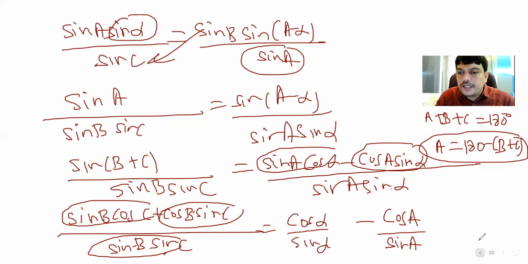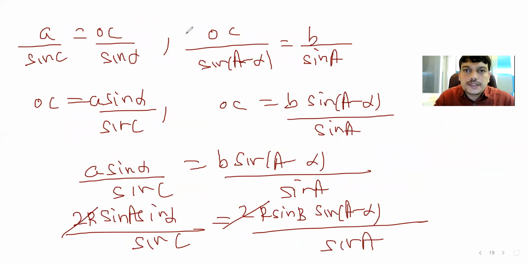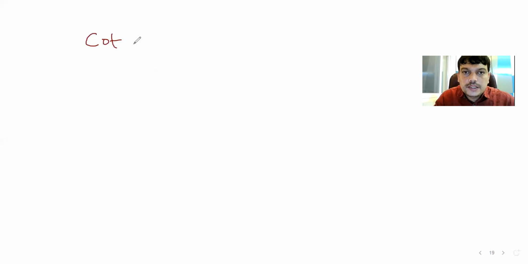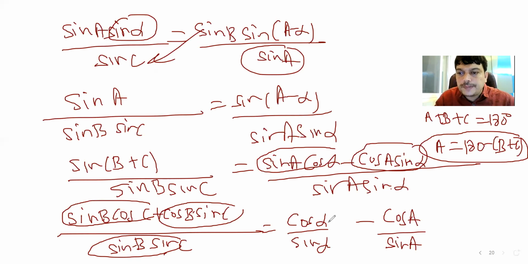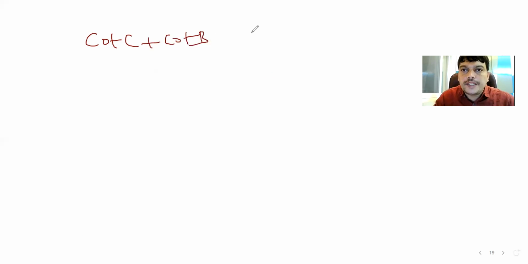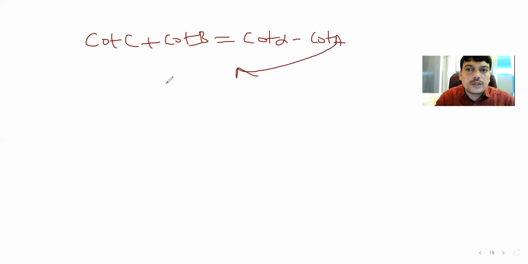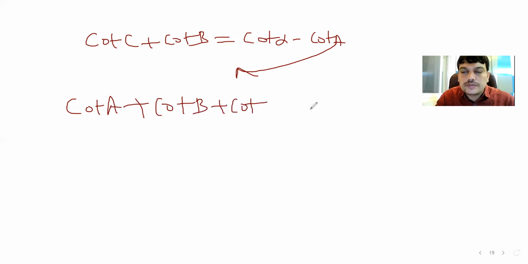So we will be getting here cot C plus cot B. On the right hand side, we got cot alpha minus cot A, because cos by sin is cot. So you can write cot alpha minus cot A. So everything has changed into cot. Then you bring cot A to the other side. So clearly we can now say that cot A plus cot B plus cot C will be the same as cot alpha. So the first result is proved. We have proved that cot alpha equals cot A plus cot B plus cot C. This is the first result.